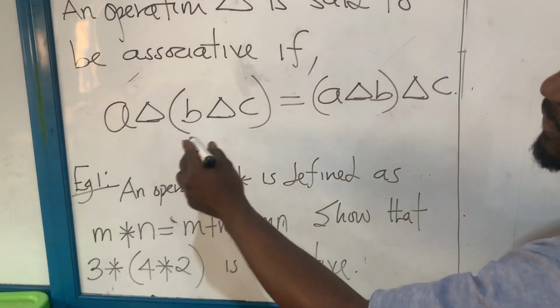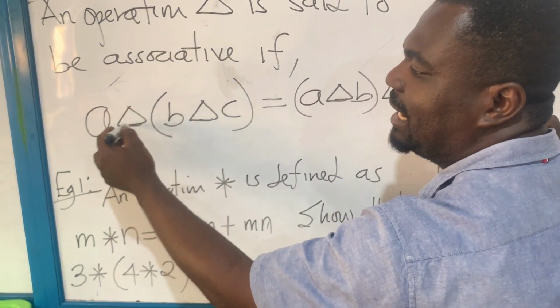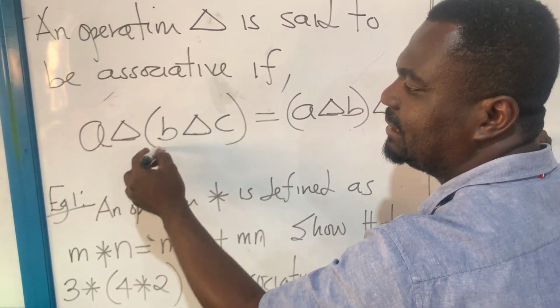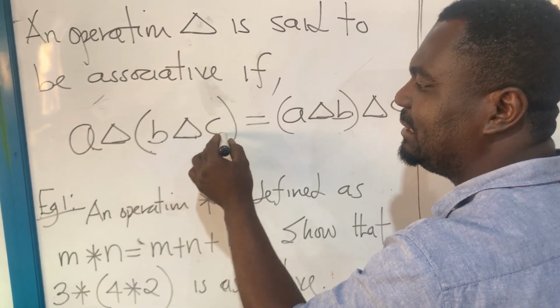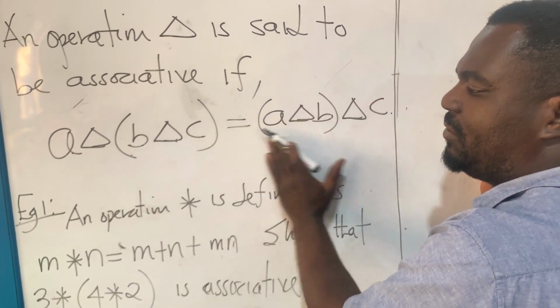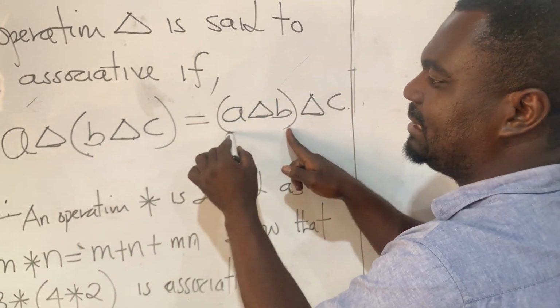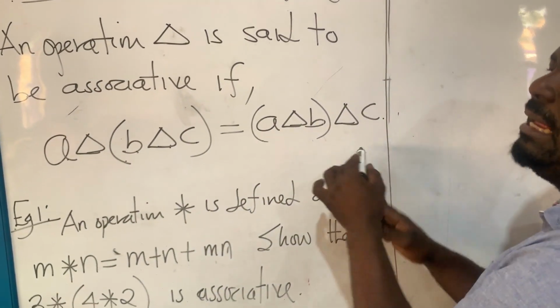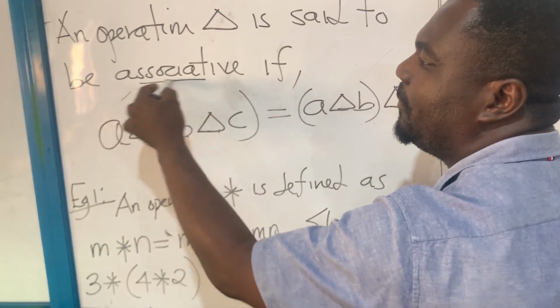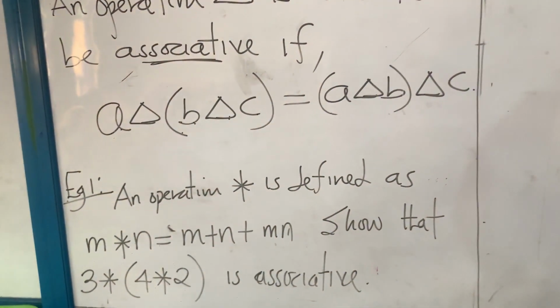So this is the condition for associative: A triangle into brackets B triangle C. On your right hand side of the equation, then you are putting A and B in a bracket like this. Then you put the C outside. In that case, then you are testing for associative property.